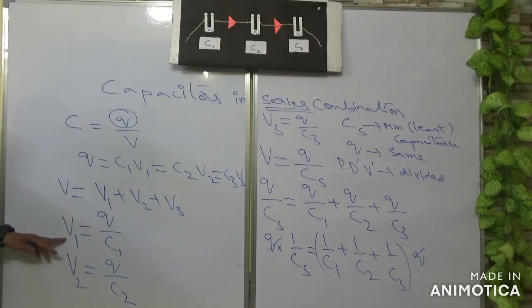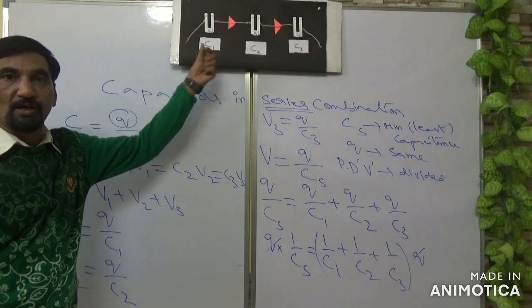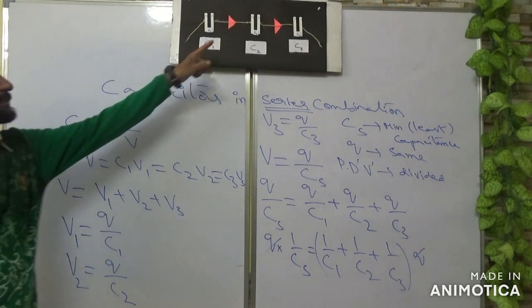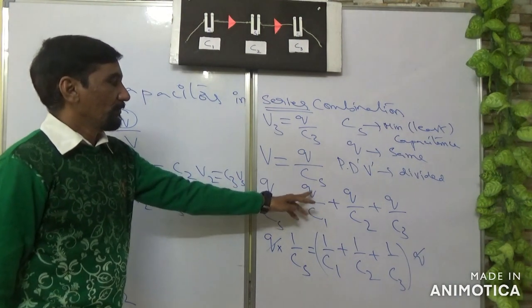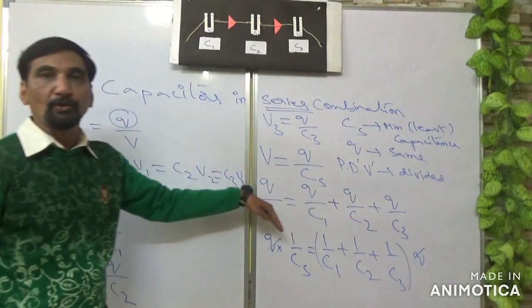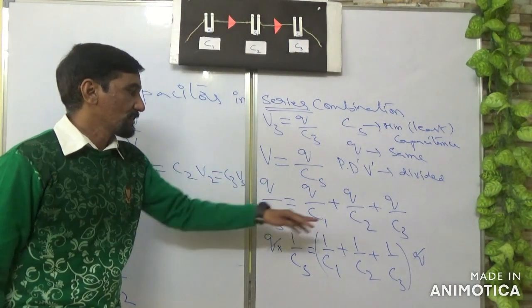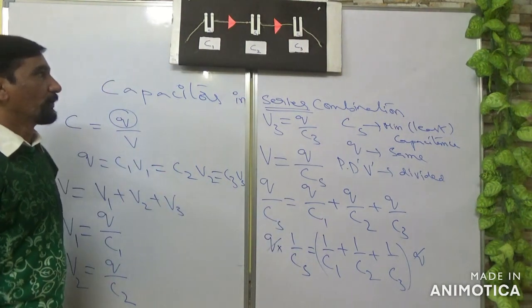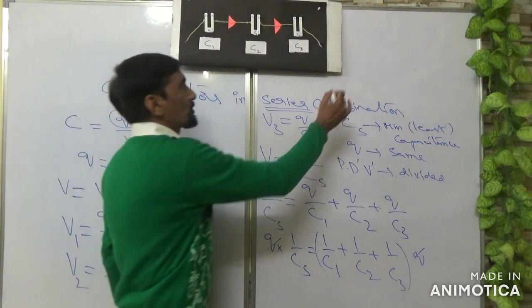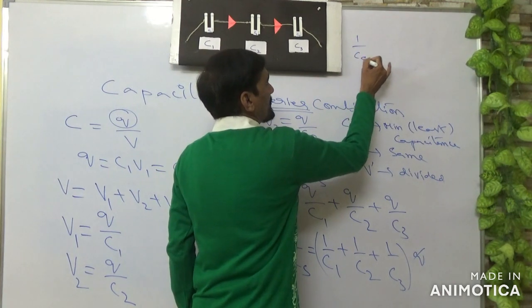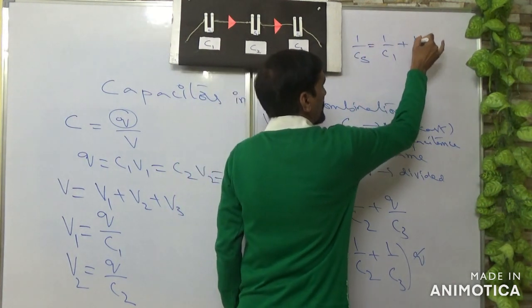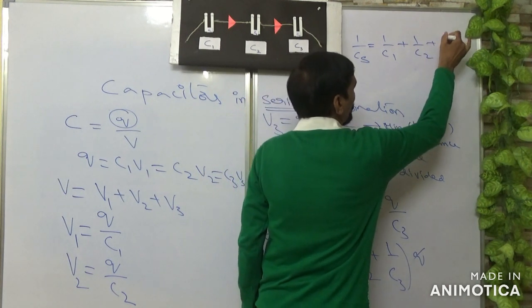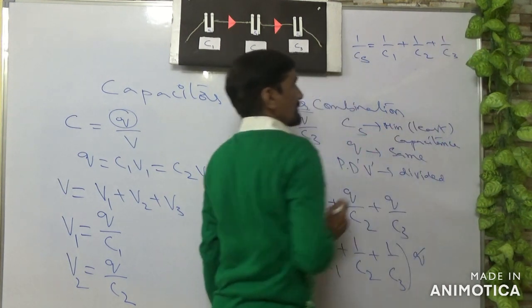Okay, so V1 means potential difference across first one, V2 across second one, Q by C2. So when you substitute now by taking Q common, Q gets cancelled. You get effective capacitance, right? 1 by Cs is equal to 1 by C1 plus 1 by C2 plus 1 by C3.